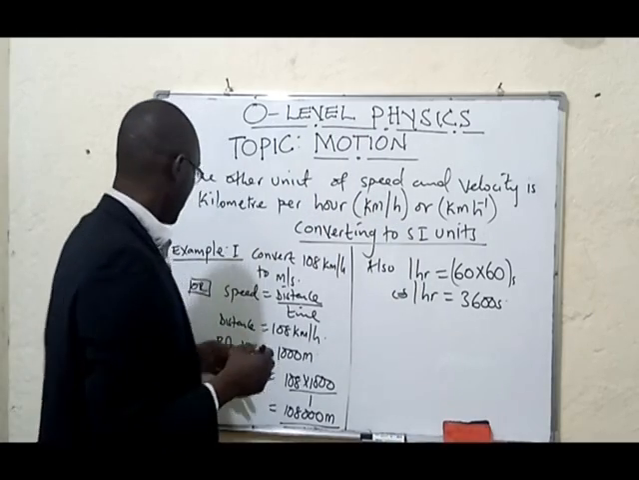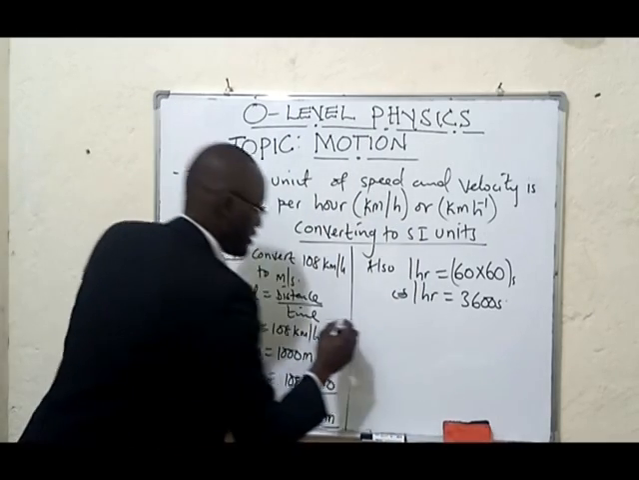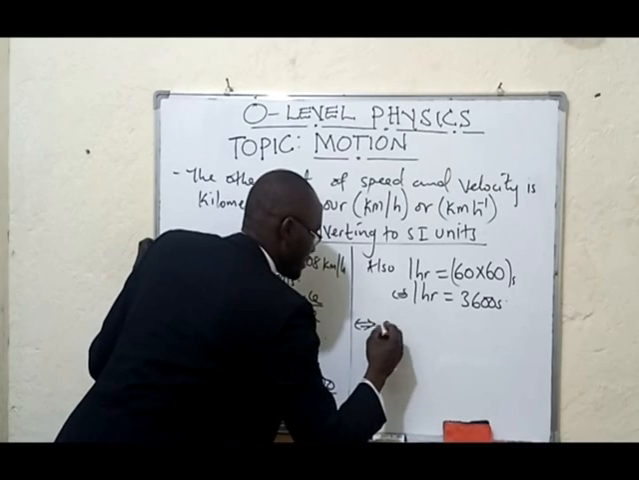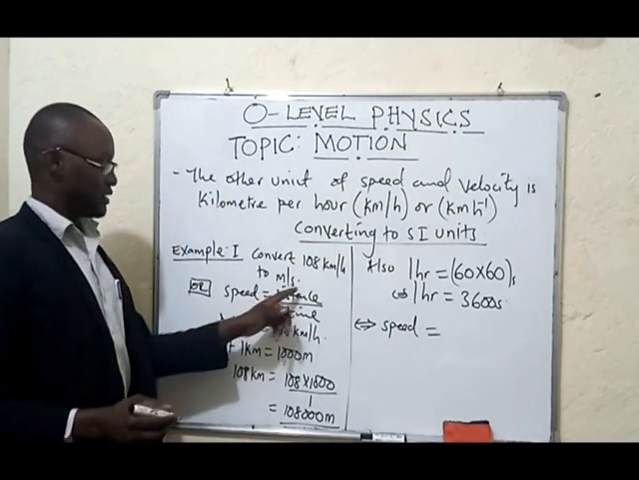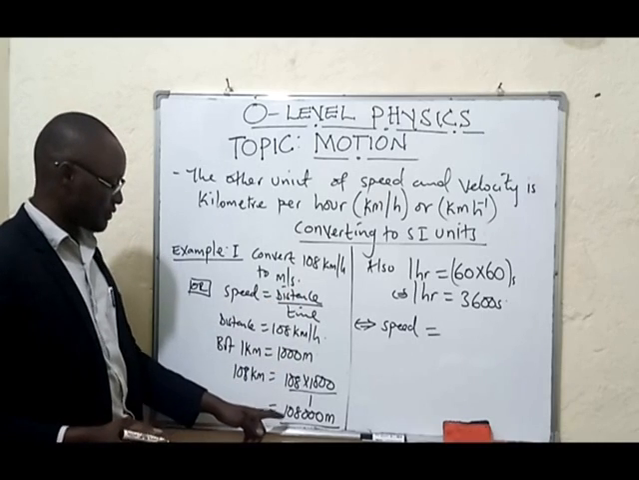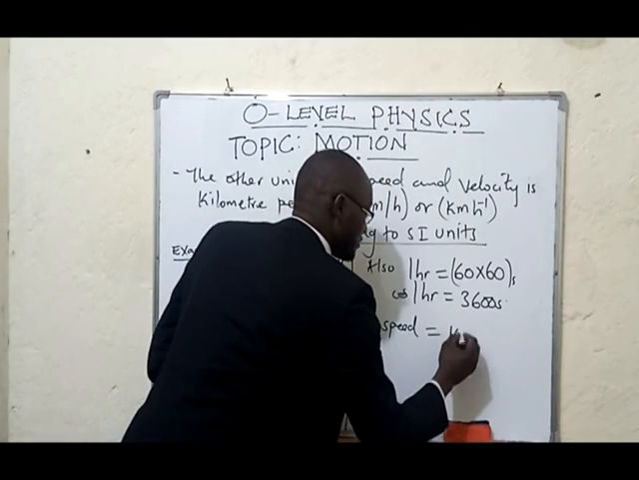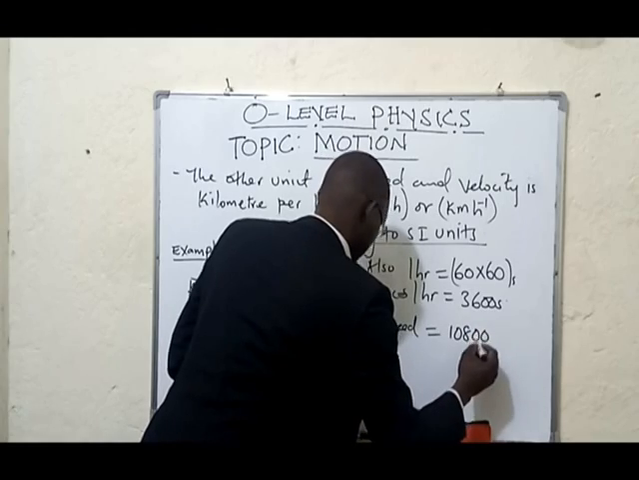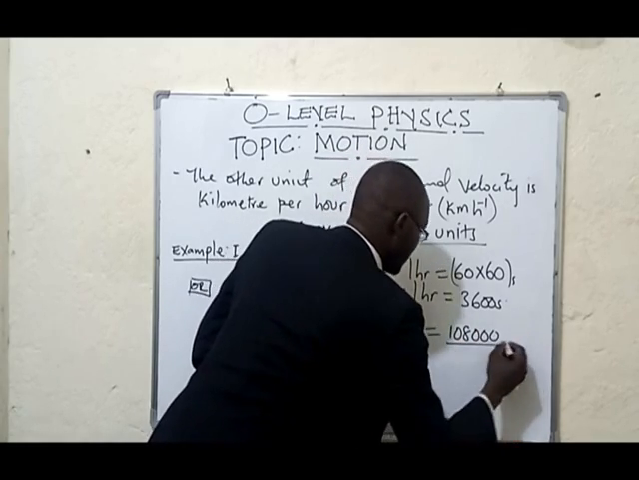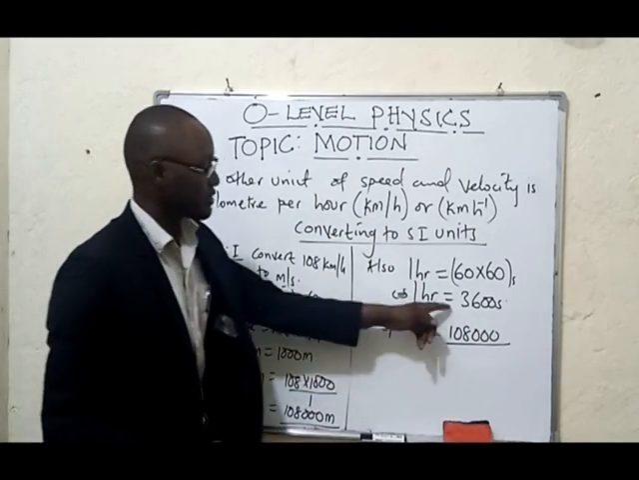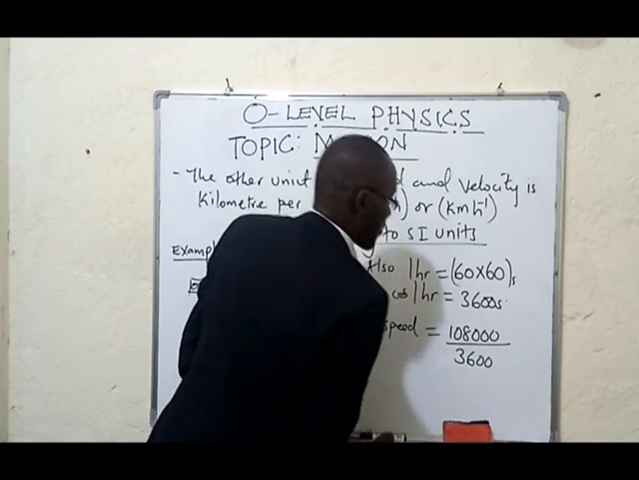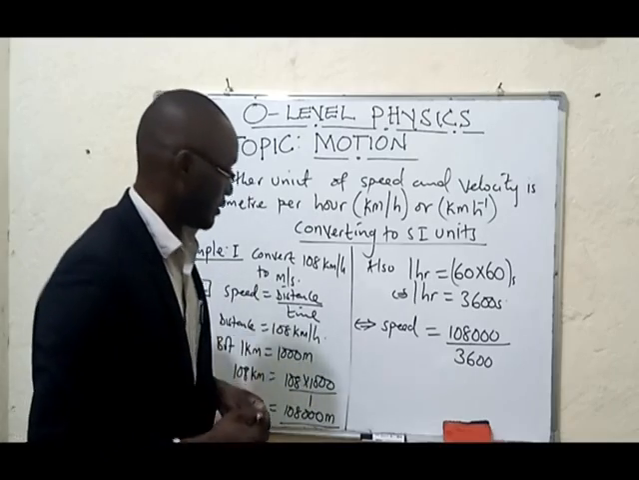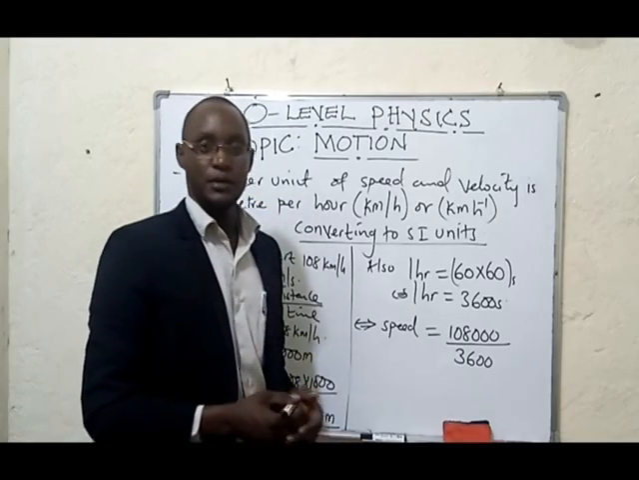Therefore, let us go and calculate our speed. So this implies that, Mr. Examiner, sir, our speed is now going to be the distance. What was the distance? The distance is 108,000. Divide through by the time. What is the time? The time is 3600. Very interesting. So from here, we can calculate.